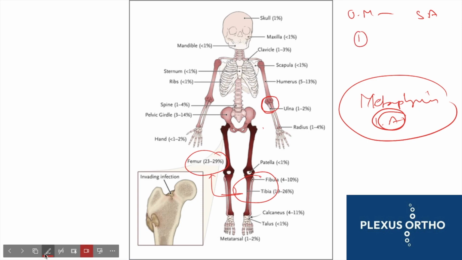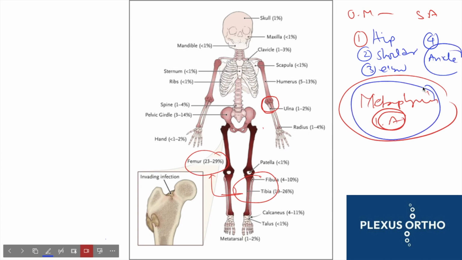The metaphysis is intra-articular in the hip joint. It is intra-articular in the shoulder joint. It is intra-articular in the elbow joint, and it is intra-articular in the ankle joint. One strong exception to this is the knee joint.